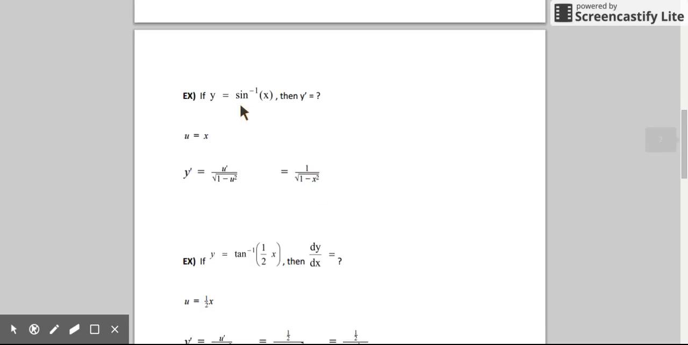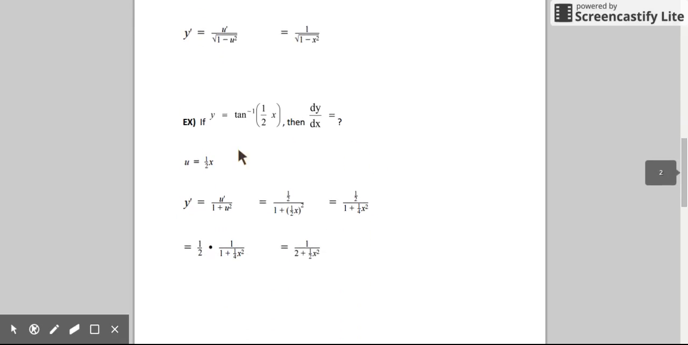So if we have a function described as the inverse of sine of x, then what's its derivative? Well, I'm going to say that u is that input variable x, and then I'm going to substitute that into our derivative form, which is the derivative of the input divided by the square root of the quantity 1 minus that input squared. So the derivative of x is 1, and if I plug x into the u spot down here, I have the square root of the quantity 1 minus x squared. And we could just leave it in that form and be done.